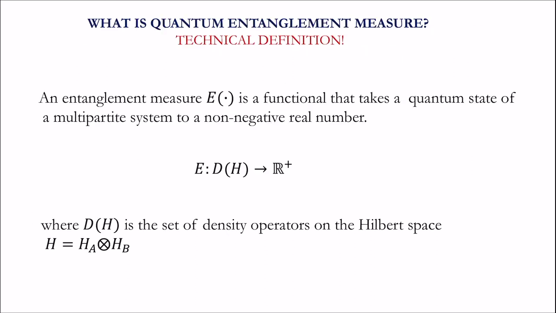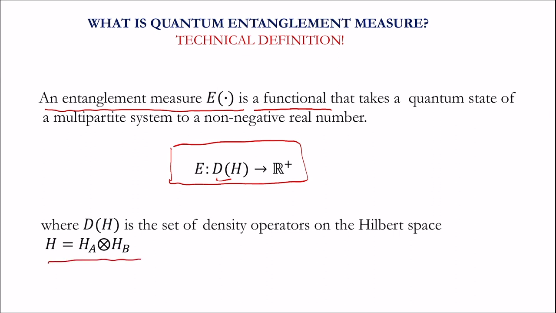Now, what is the technical definition of a quantum entanglement measure? An entanglement measure, which is generally denoted by the symbol E, is a functional that takes a quantum state of a multipartite system to a non-negative real number. I think this would be clearer when I discuss some quantum entanglement measures later on. Now here in this expression, D(H) is the set of density operators on the Hilbert space, and we are going to discuss quantum entanglement measures mainly in the context of a bipartite system like this.